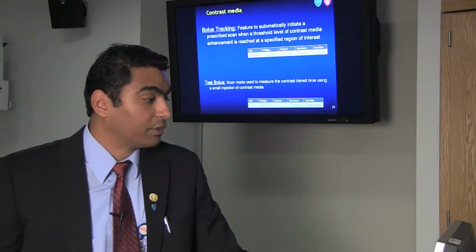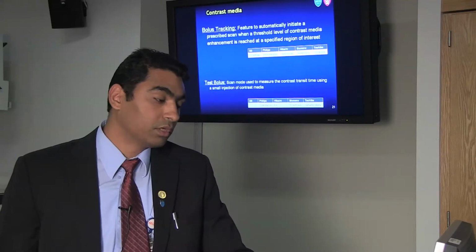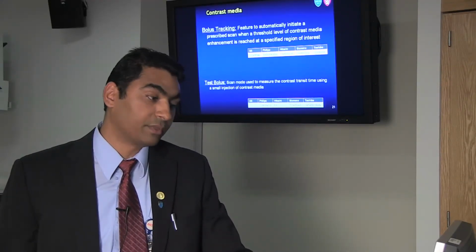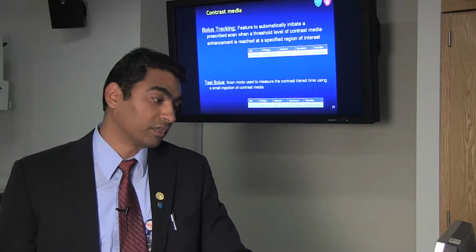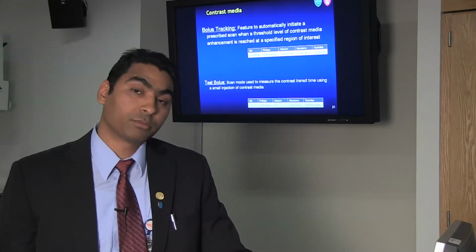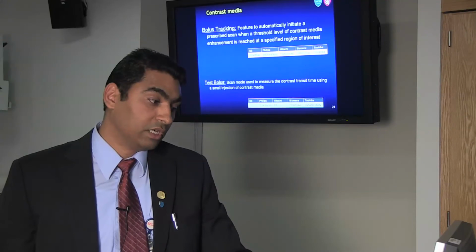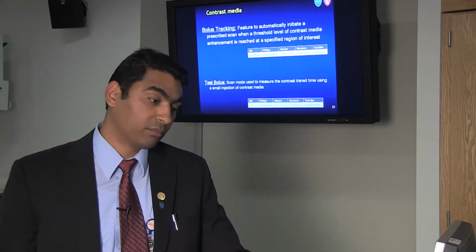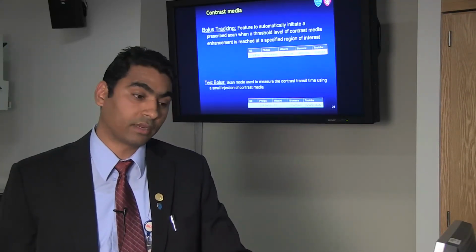Next, a few parameters for contrast media. One is bolus tracking. This is a feature to automatically initiate a prescribed scan when a threshold level of contrast media enhancement is reached at a specified region of interest. GE calls it smart prep, Philips calls it bolus tracking, Hitachi calls it predict scan, Siemens calls it care bolus, and Toshiba calls it sure start.